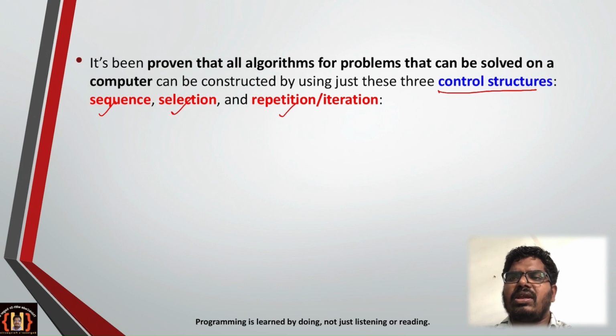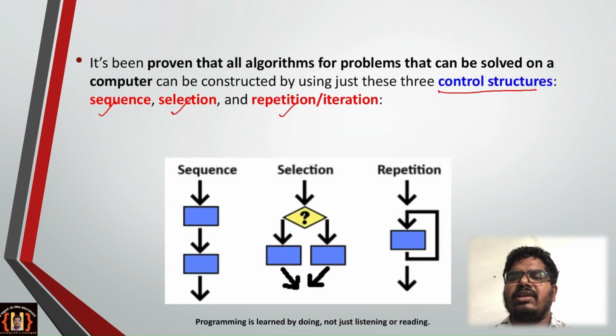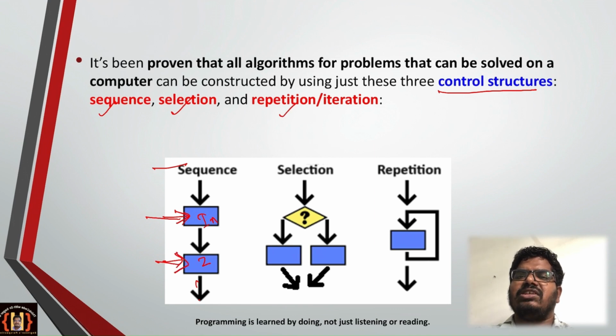In programming, only these three types of basic constructs will be there to solve a problem. So how do they look? You can see here, sequence is the first category. Instructions will be executed one after the other. So first instruction, and then second instruction, then third instruction, and so on. After executing the first instruction, we are going to execute the second instruction. So this is in sequence.